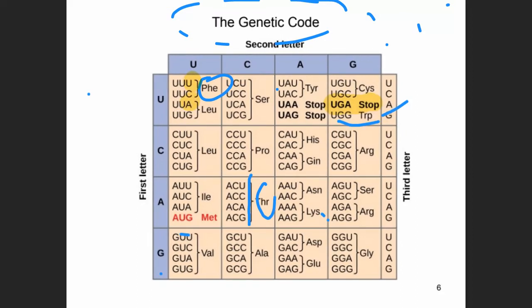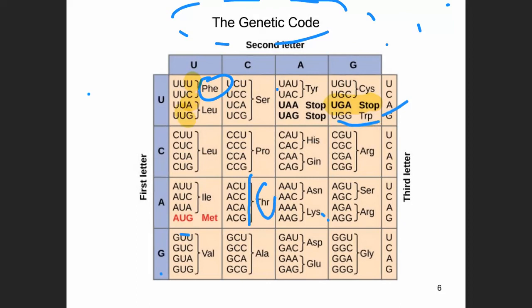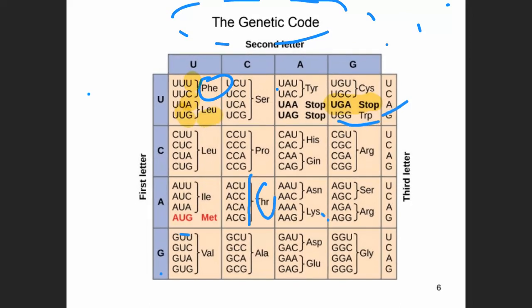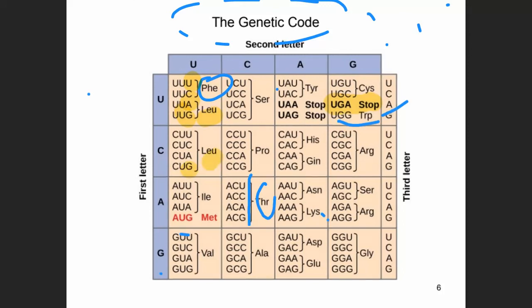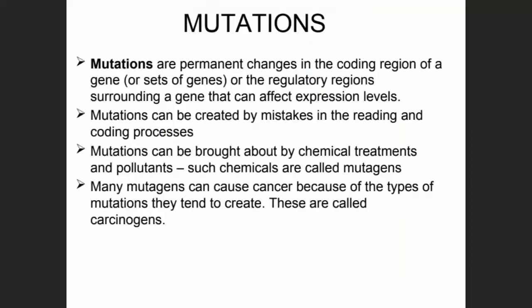Or if I replace A by G, I still code here for leucine. Or if I replace a C by G, I still code for leucine. So it doesn't really change. This is what we call a silent mutation. The mutation is there, but it's silent.